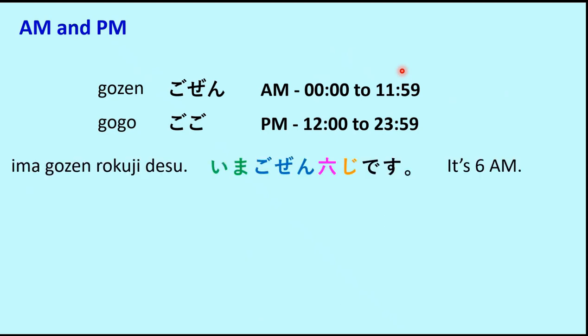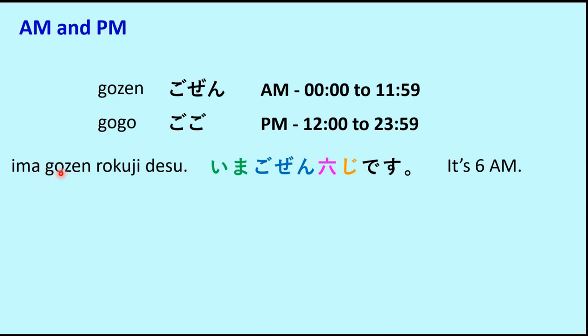So now the sentence will become ima gozen rokuji desu. That means it's 6 a.m. It's 6 a.m. now. Ima gozen rokuji desu. So see the sequence of these words. Gozen is before rokuji. In English, AM is after the time, but in Japanese, gozen is before the time. Ima gozen rokuji desu. That means it is 6 a.m.